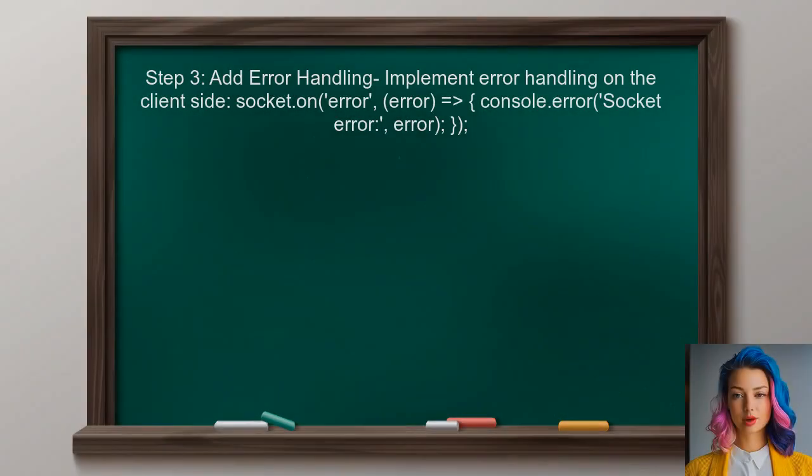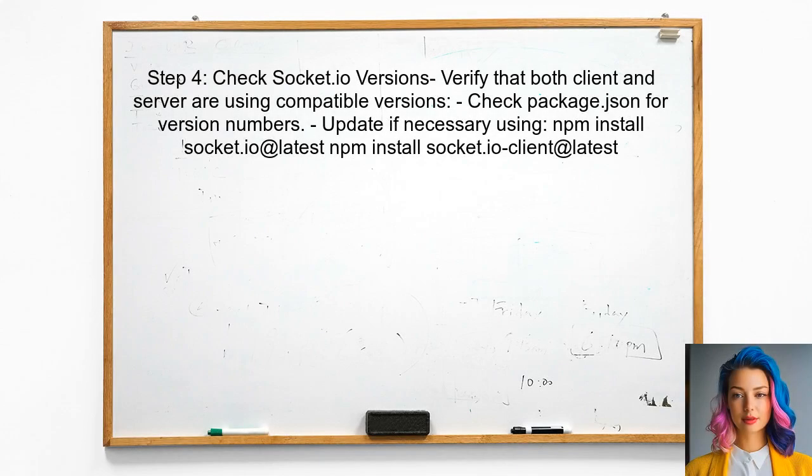The user should also check for any potential errors in the client-side code. Adding error handling can help identify if there are issues when trying to emit events. Lastly, the user should ensure that the Socket.io client and server versions are compatible. Mismatched versions can lead to unexpected behavior, including issues with emitting events.